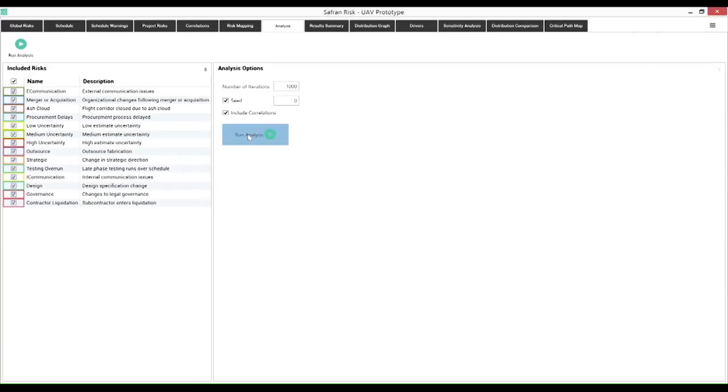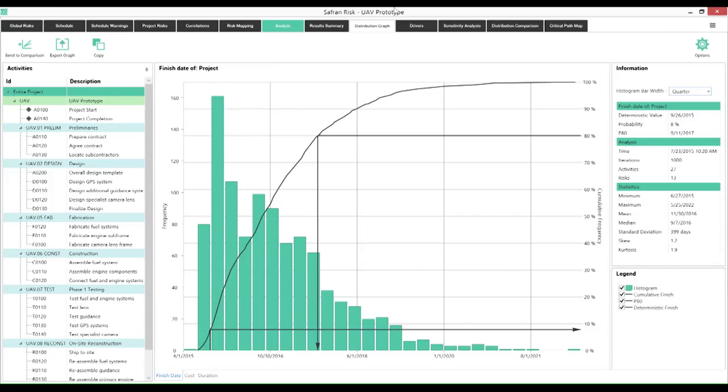Well, we'll go ahead and do a risk analysis here, right? So we've done our risk analysis, and we have our distribution graph, which shows us a range of outcomes. Standard information we've all seen before and we're comfortable with, right? Historically, the next step we would take, once we understand what the range of outcomes is, is to ask, well, what are the drivers, right?